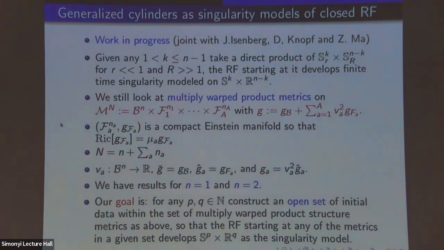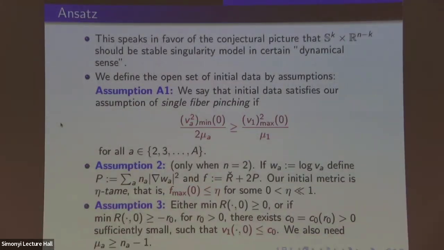Right, so what is our goal? Our goal is that you give me any p, q in N, and we want to construct an open set of initial data, an open set within this warped product structure, so that the Ricci flow starting at any of the metrics in the set develops S^p × R^q as a singularity model. If you manage to do that, that speaks in favor of the picture that I mentioned earlier. The generalized cylinders are expected to be stable and generic singularities in the dynamical sense, as also holds in mean curvature flow, at least in R^3.